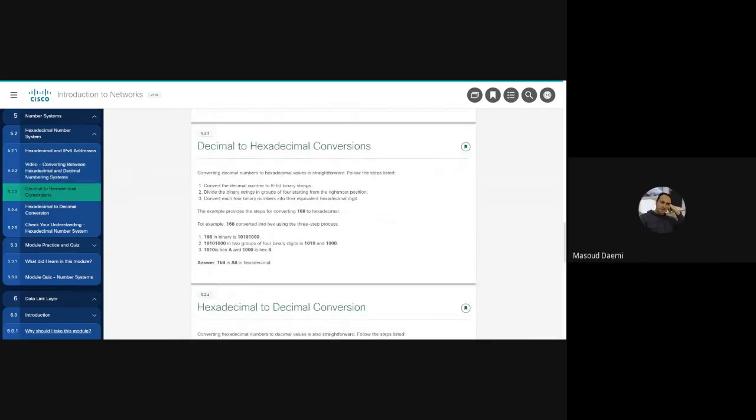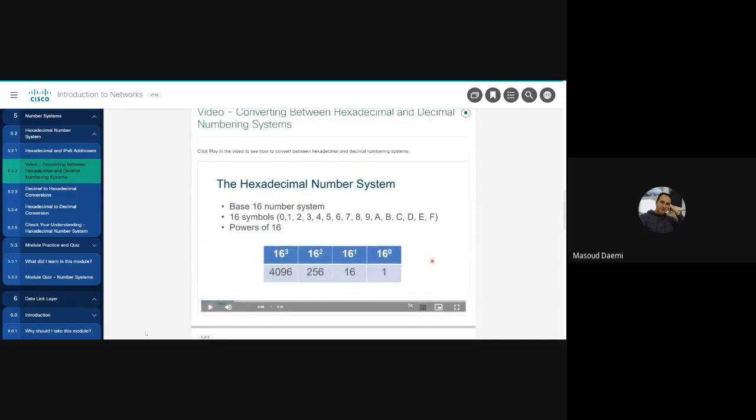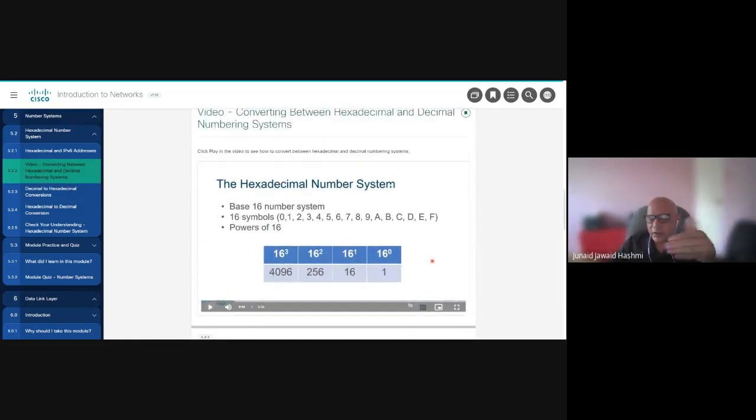You're muted, sir. Hexadecimal, or hex for short, is a base 16 number system. Sorry, so this is how you convert hexadecimal to decimal and decimal to hexadecimal manually.